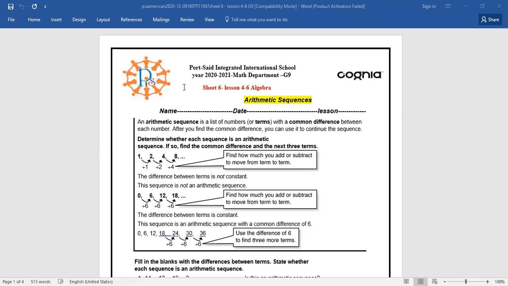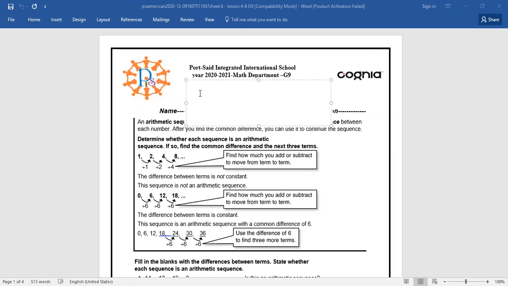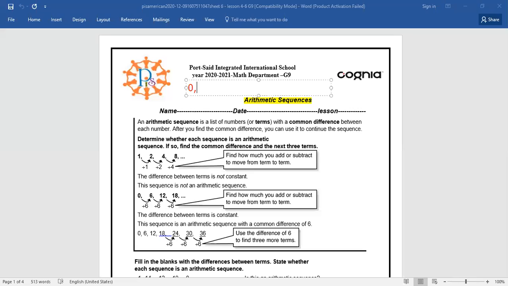Let's move to the next question. You have 0, and then 6, and then 12, and then 18. Can anyone tell me how we move from one term to the next term? Second term minus first term. So we have 6 minus 0, which equals 6. 12 minus 6 equals 6. 18 minus 12 equals 6.